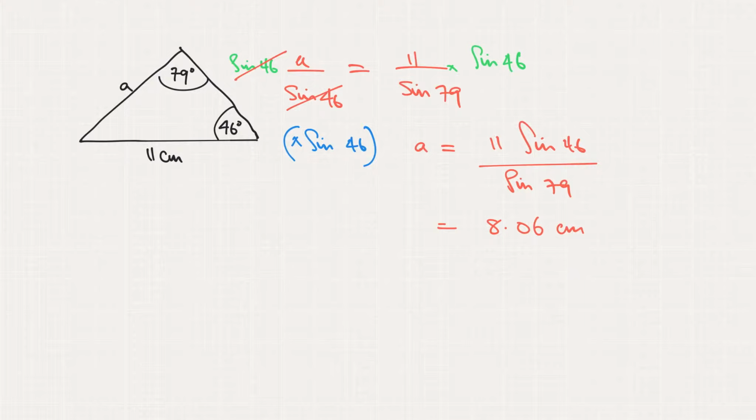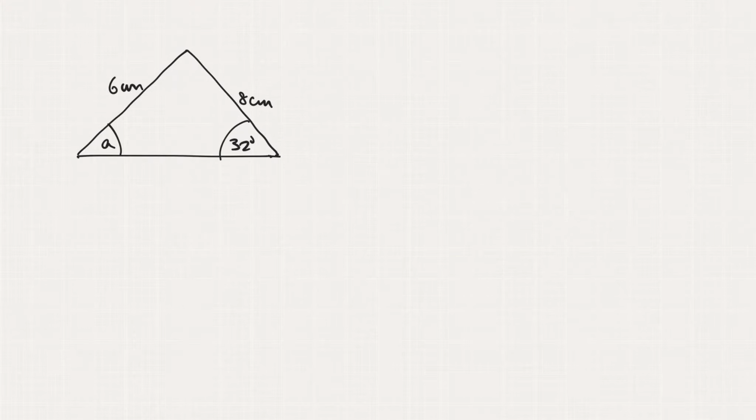Let's have a go at another question. This is another question that we're going to look at and see if it fits the first criteria that I spoke about when you talk about the sine rule. I've been given two sides and an angle opposite to one of the sides. That's 32 degrees there. I need to find this angle here.